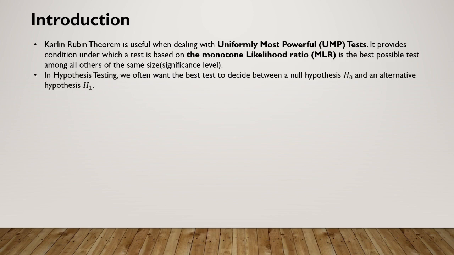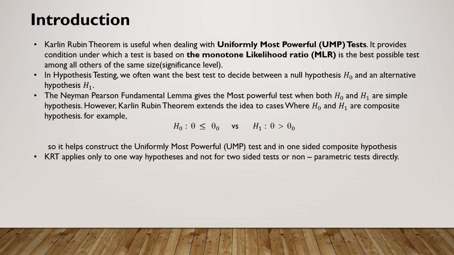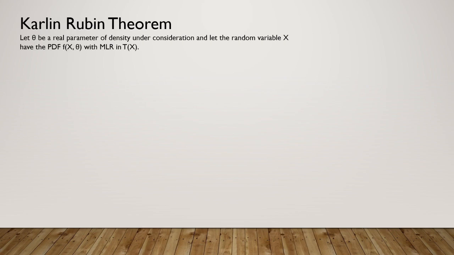In hypothesis testing, we often want the best test to decide between the null hypothesis and the alternative hypothesis. The Neyman-Pearson fundamental lemma gives the most powerful test. However, the Karlin-Rubin theorem extends the idea to cases where H0 and H1 are composite hypotheses. And KRT applies only to one-sided hypotheses, and not directly to two-sided tests or non-parametric tests. So now we are going to prove the Karlin-Rubin theorem.